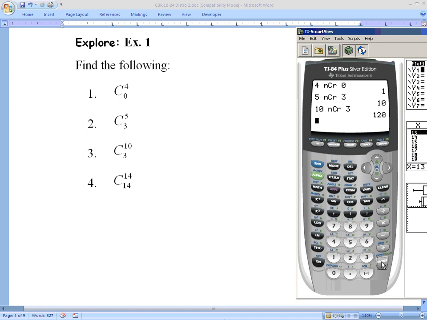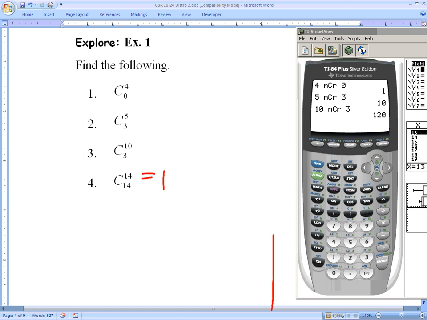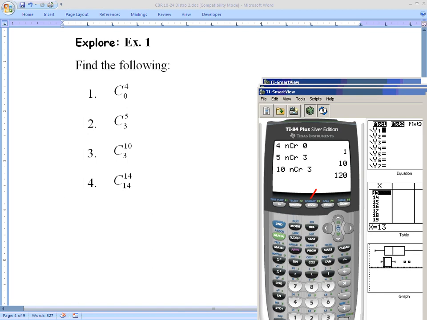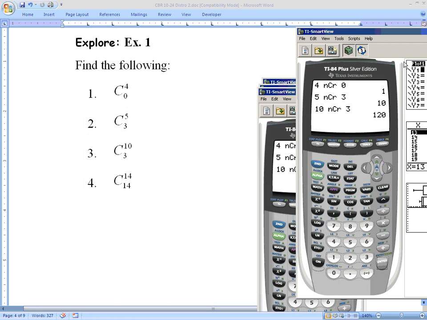We don't need a calculator for that. If there's 14 things and you want to select all of them, there is only one way to do that. And you can confirm that if you'd like on the machine. So that is combination notation, which we'll be needing later in this unit, as well as HL Mathematics for any who go on to that course next year.